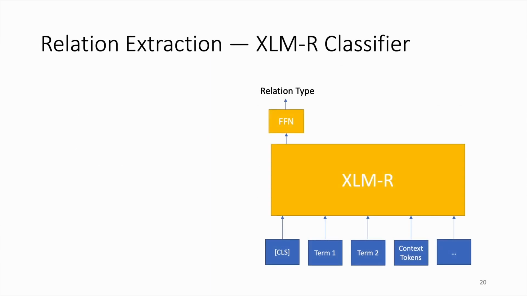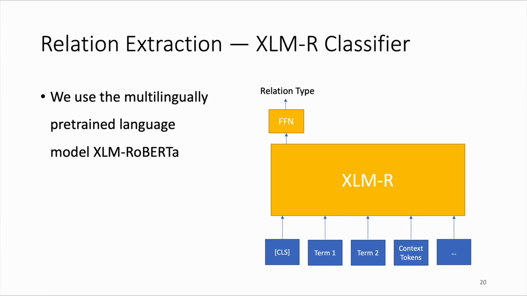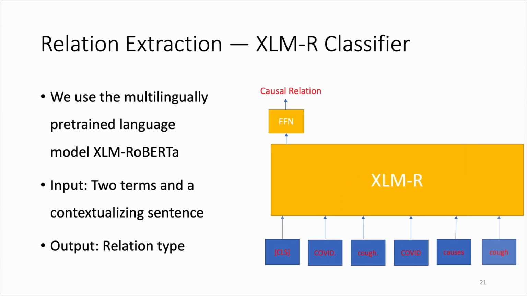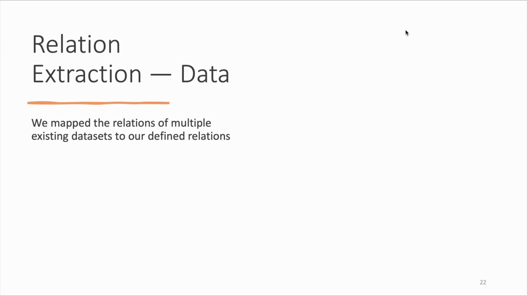Now to the relation extraction, we again used XLM-RoBERTa, but this time giving a classification based on an input consisting of 2 terms and a contextualizing sentence, and the output being the relation type that exists between these 2 terms given the context. An example of this is an input consisting of the 2 terms COVID and cough, and then the contextualizing sentence "COVID causes a cough," and we hope the model would predict a causal relation, as you can see on top. Then again, which data did we use?